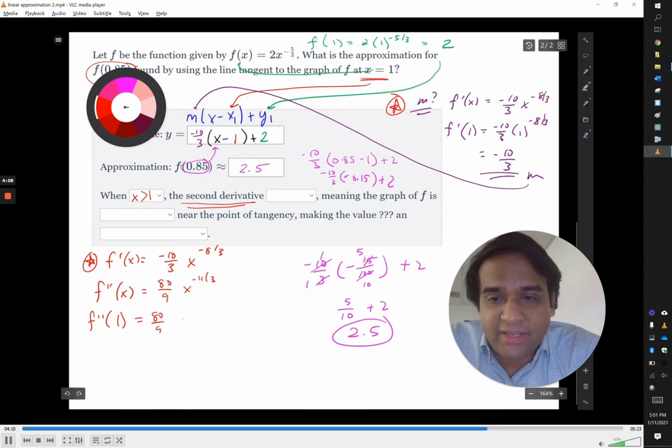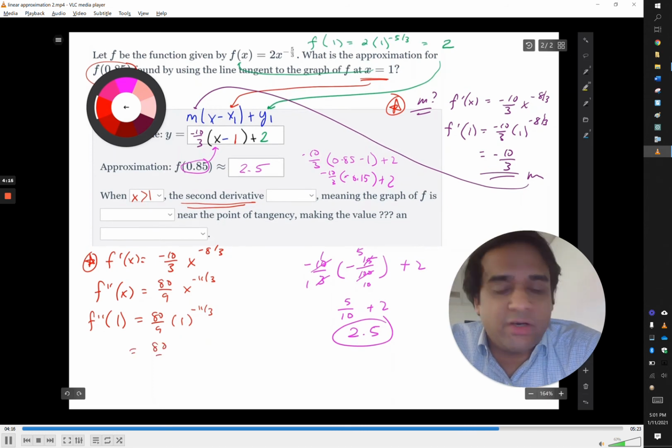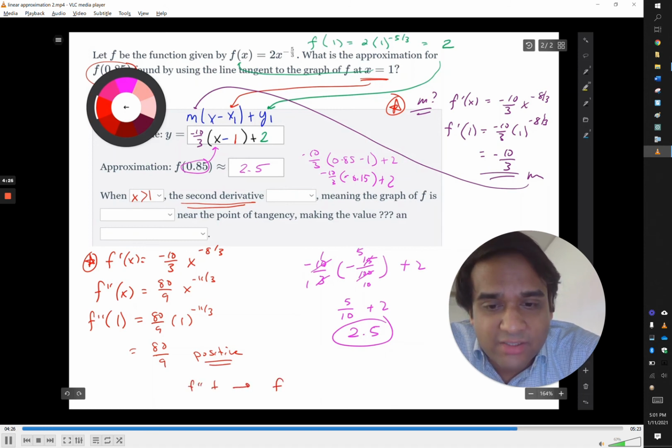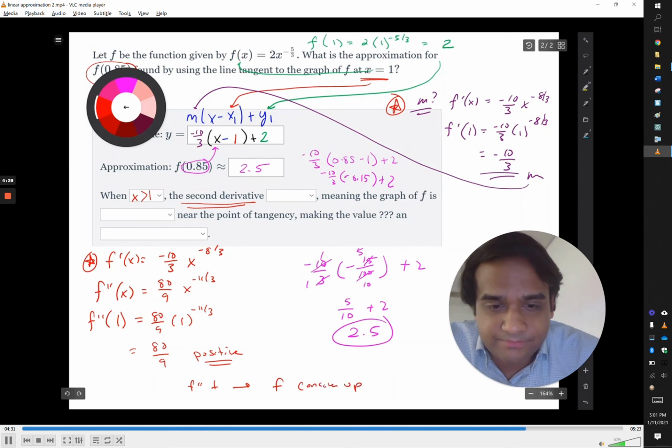The fact we're plugging in 1 makes much of this calculation, despite looking ugly, relatively easy, because 1 raised to any power is just 1. So we get 80 over 9. Sort of a funky number, but the point is that it's positive. And because this number is positive, our second derivative being positive implies that our original function is concave up.